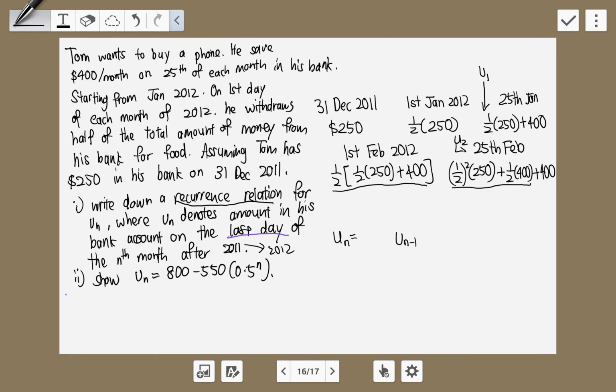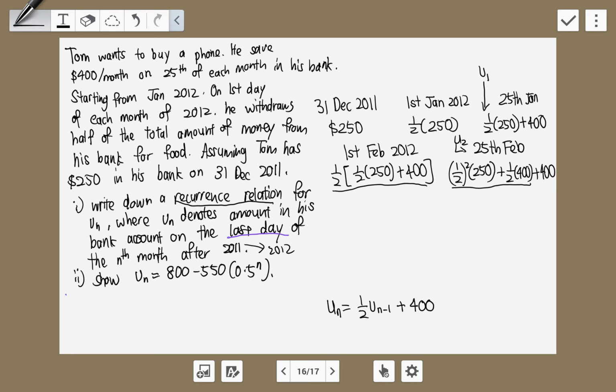What do we realize? We realize that from U_n, the amount on the last day of the next month is always equal to half times the amount on the last day of the previous month, plus another $400. So this is my U_n.